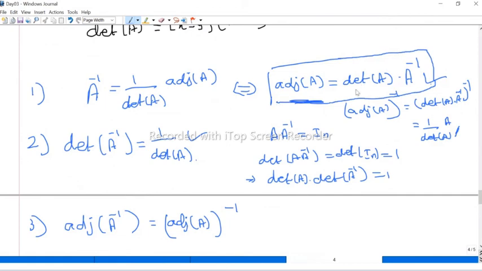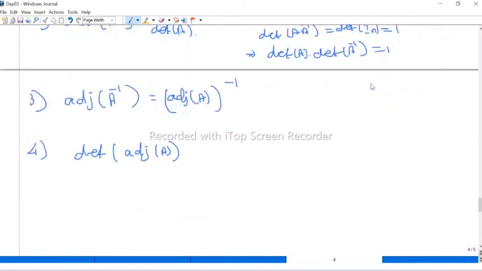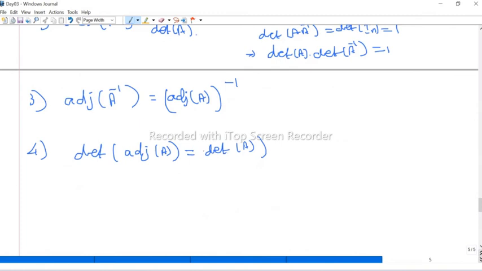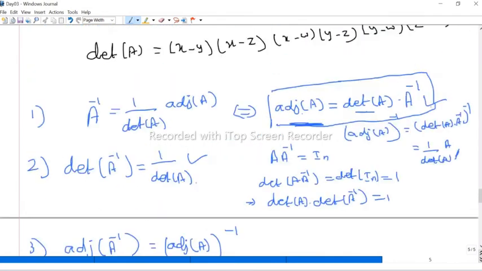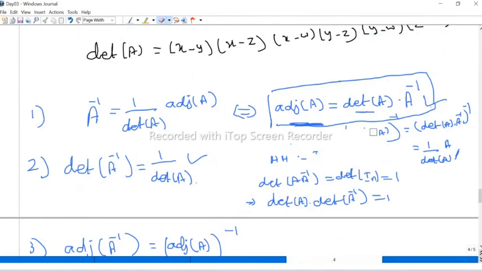The determinant of A is a scalar, so you can take it outside the determinant, raised to the power of the order of the matrix. Suppose I assume that A is an n by n matrix. I'm directly writing it here: this is nothing but determinant of A whole power n minus 1. You can easily prove it, just apply the determinant on both sides. Maybe if you want, I can quickly prove it.